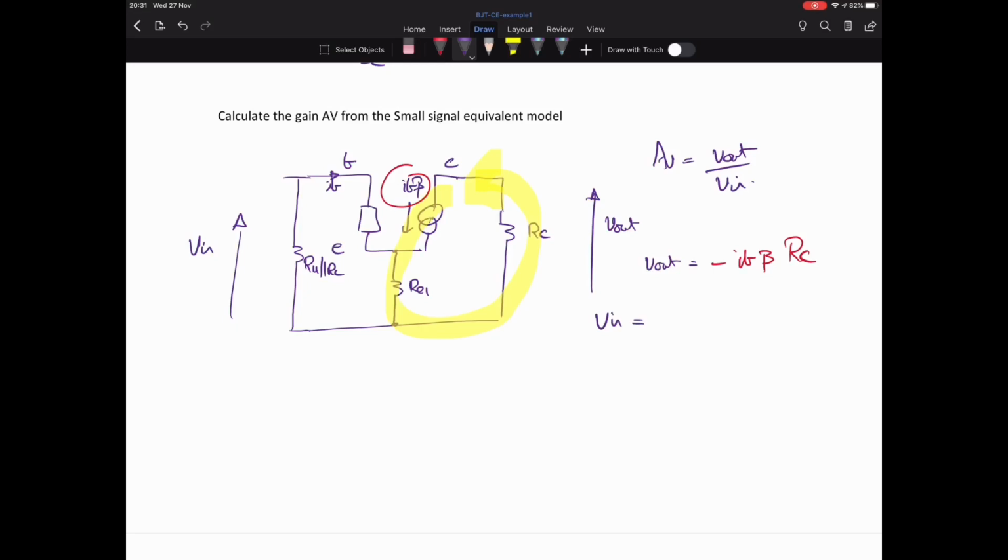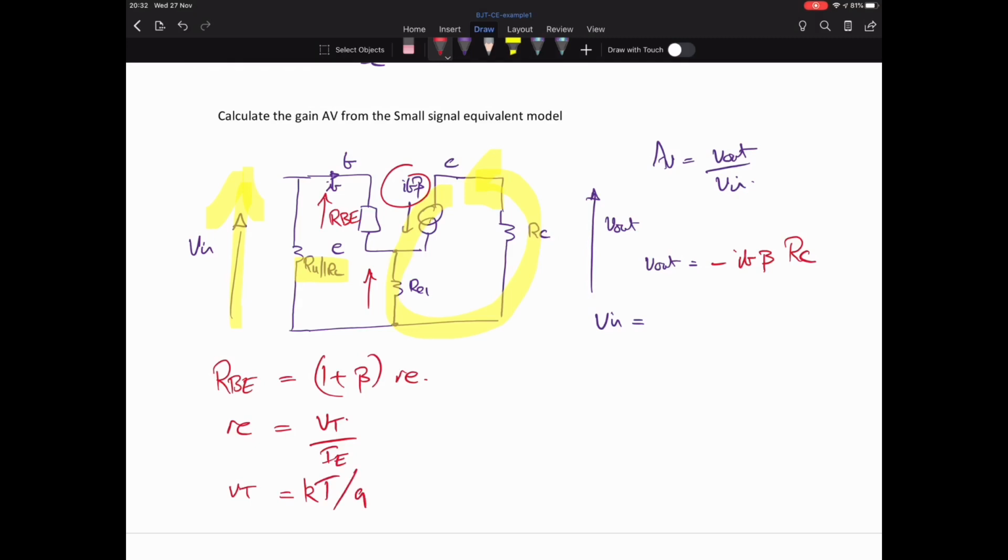Now let's calculate Vin. Vin has got two parts, because when you look at Vin, some energy is going into the bias network, but we can ignore that. We don't care about that lost energy. What we do care about is what Vin is composed of. Effectively, that's split over the resistor RBE, as you can see here, and RE1. So we've got a volt drop across RE and a volt drop across RE1. Now, if we remember that RBE came from the T model, it's 1 plus beta RE. That's where it came from. RE is VT, thermal voltage, over the emitter current. VT is K, Boltzmann's constant, T, temperature in Kelvin, over Q, charge on an electron, and as an engineer, we always approximate it to 25 millivolts.